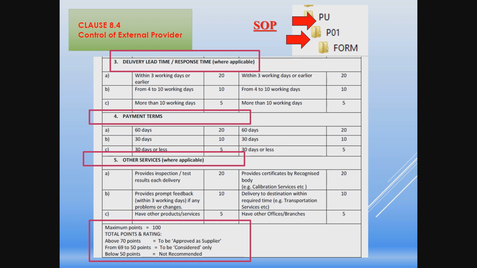For those above 70 points, you can approve them as a supplier. Those below 70 but above 50 can be considered for one-time orders only. And below 50, it is not recommended and you can terminate. They are not allowed to be your supplier or subcon.